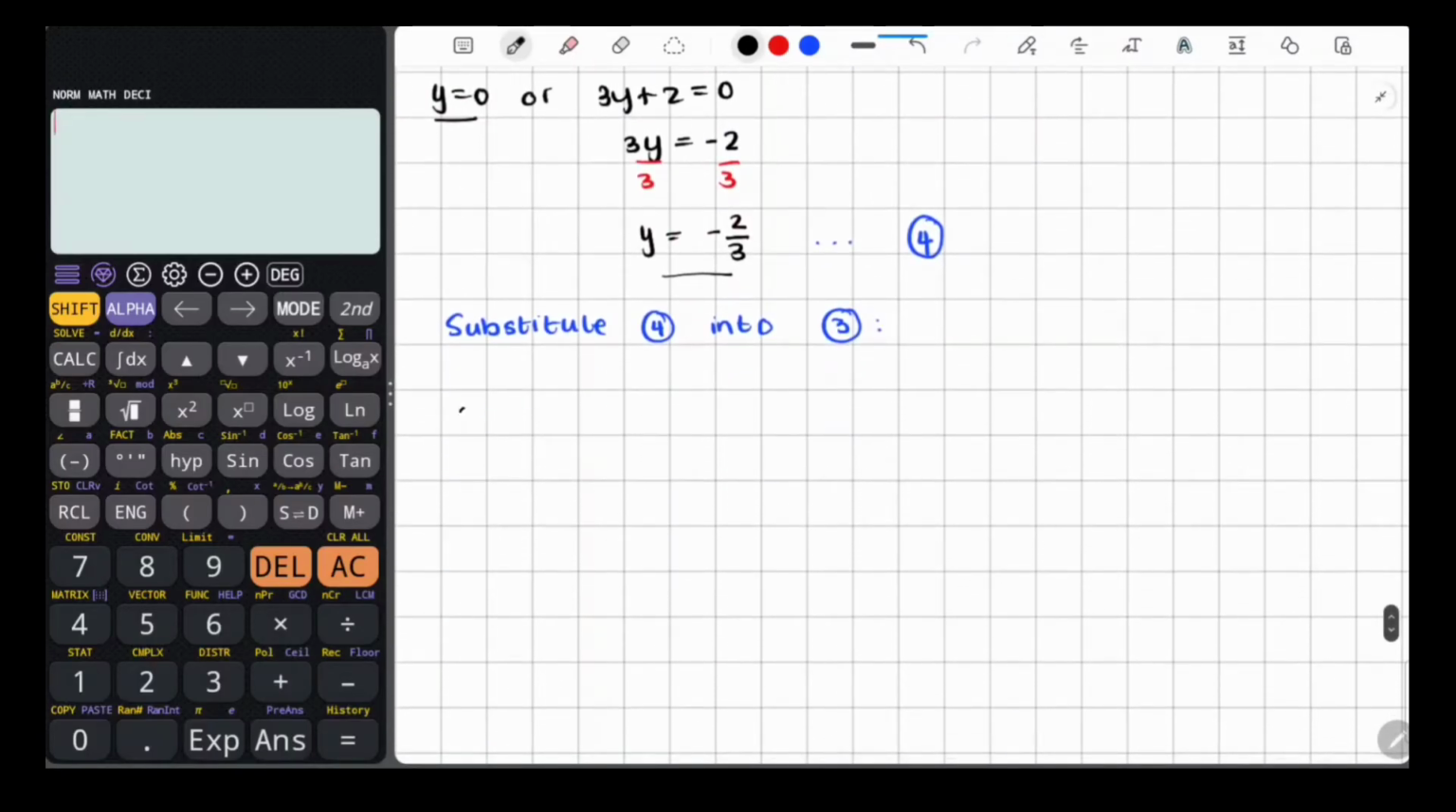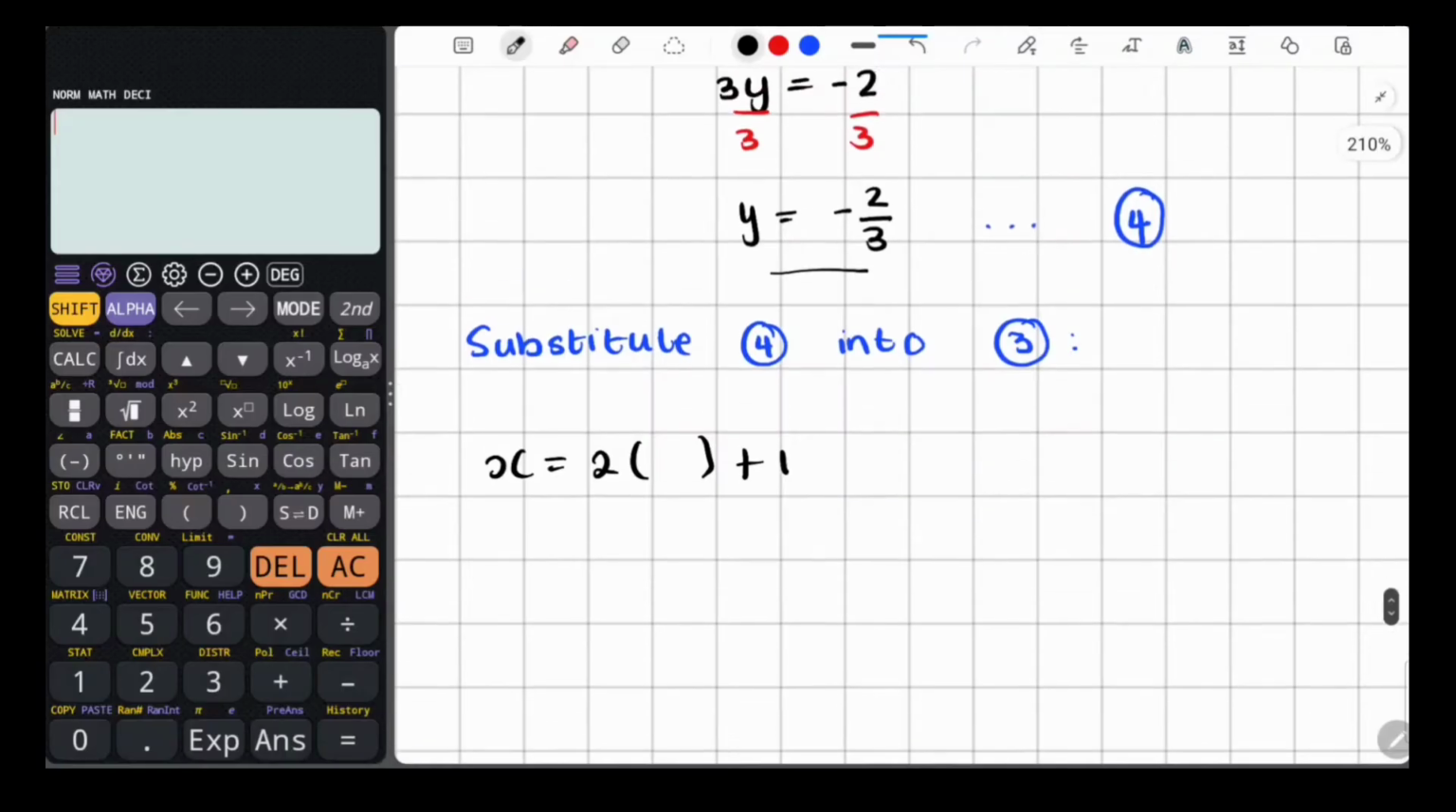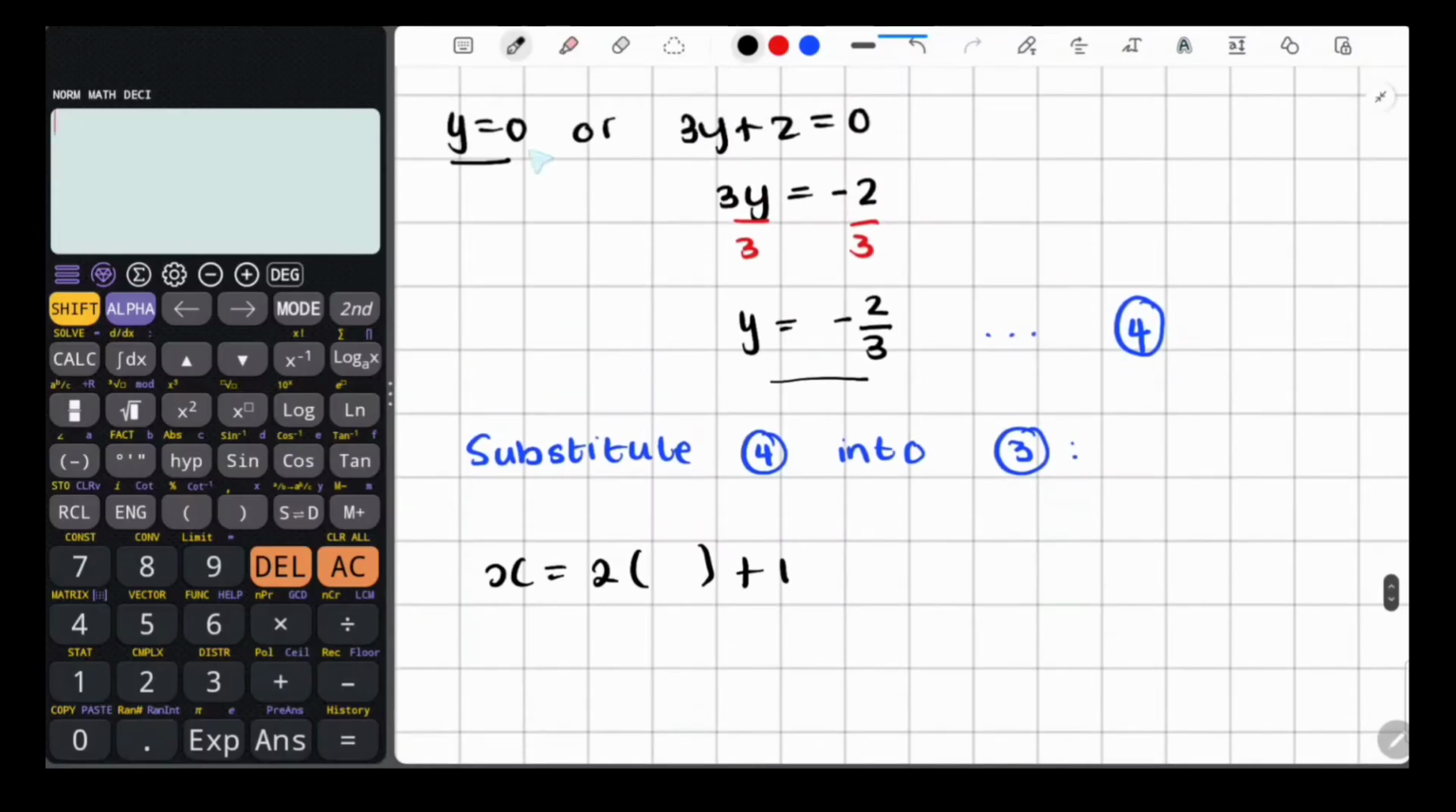So since we have that x is equal to 2, and then in place of that we're going to put y plus 1. So the first solution for equation 4 is where y is equal to 0. So when y is equal to 0, let's find out what x is. In place of y, we're going to put 0. So x is going to be equal to 2 times 0 is 0 plus 1 is just 1. So where y is equal to 0, x is equal to 1.